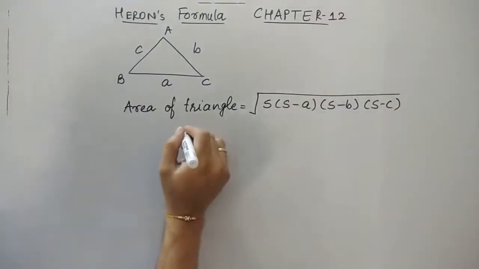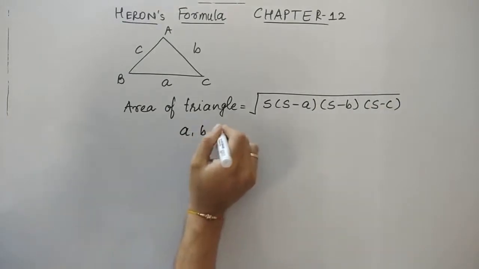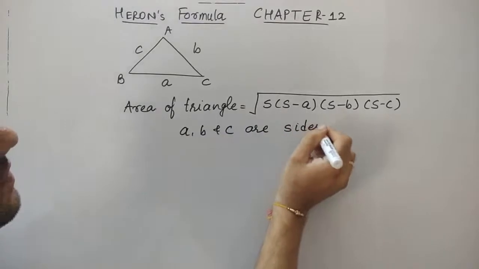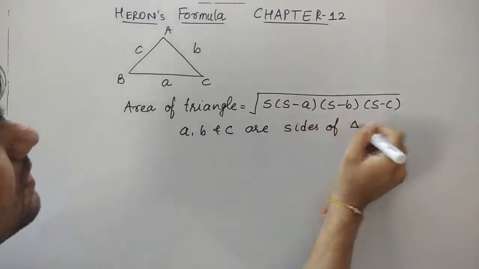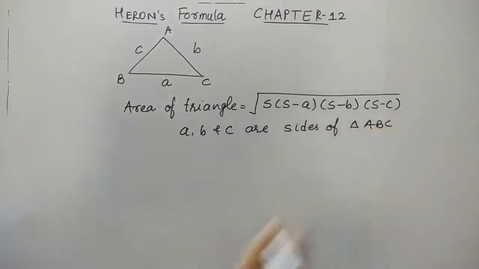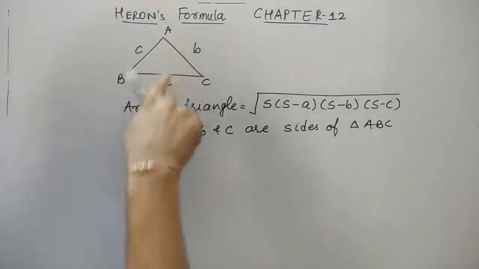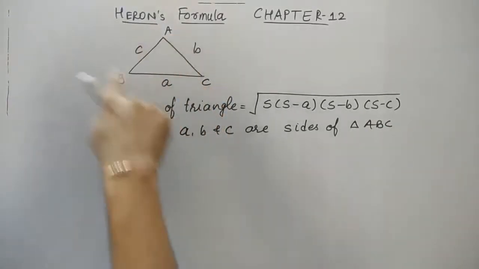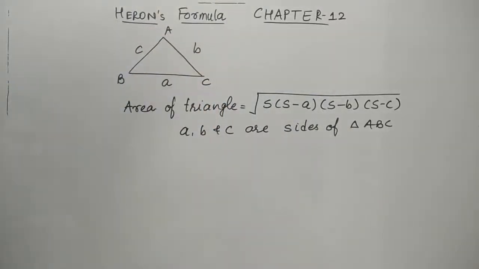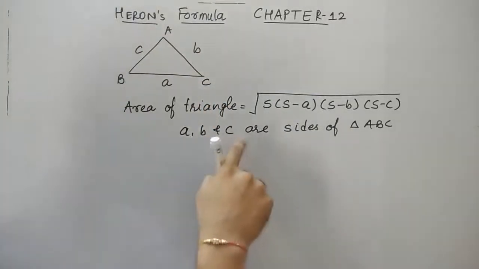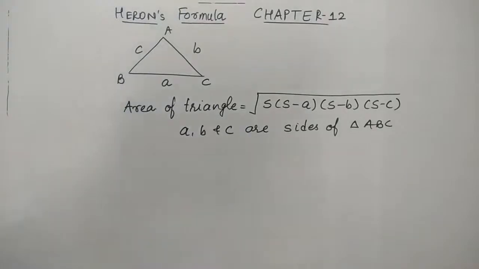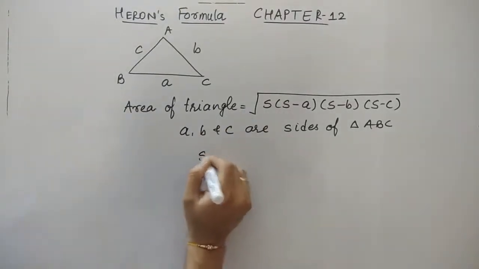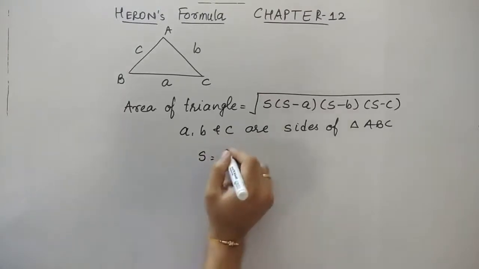Where A, B and C are sides of the triangle. It is not compulsory that A is the side opposite to angle A, B the opposite of angle B. No. You can write this A, this B, this C, and vice versa. You can change it. But A, B, C are considered as the three sides of the given triangle. Now the question, what is S? So S is the semi-perimeter.